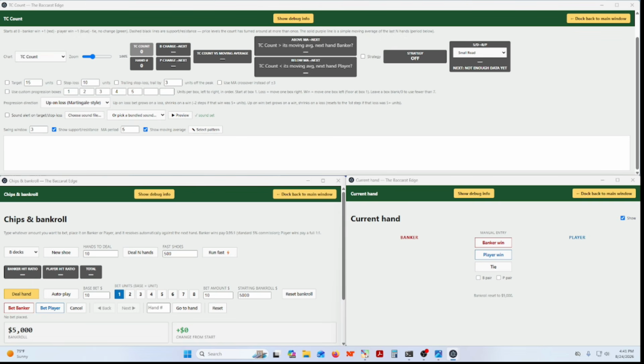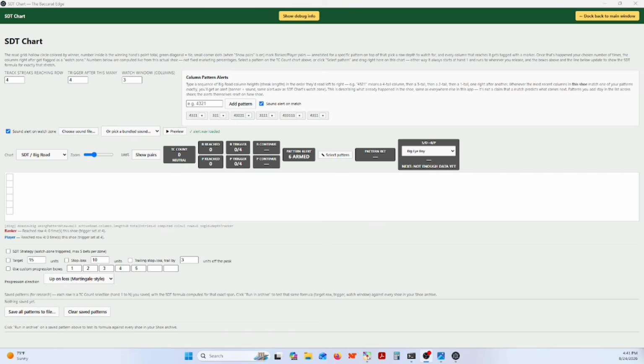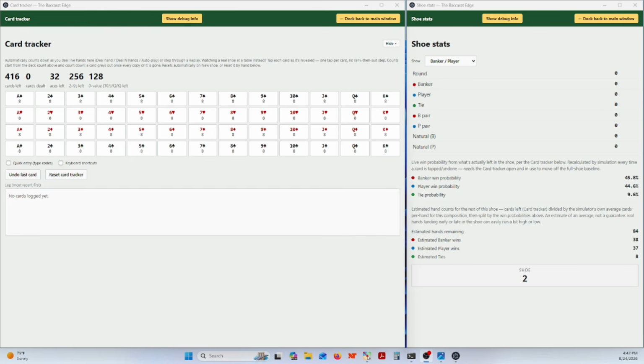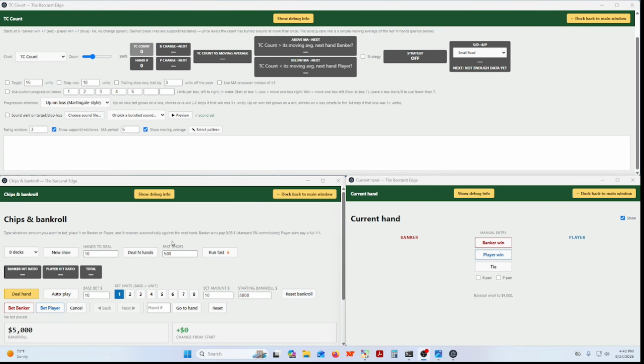Okay, so on this screen, we're looking at chips and bankroll, TC count. On the next screen, we're looking at the SDT chart. This is the SDT chart. You guys get ready because I think this is going to be of interest, especially to a lot of traders out there and Baccarat players who appreciate good software. I've been looking for something like this for a very long time, it's not out there. And then on this screen, we've got the card tracker and the shoe stats.